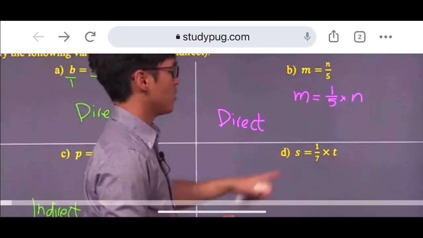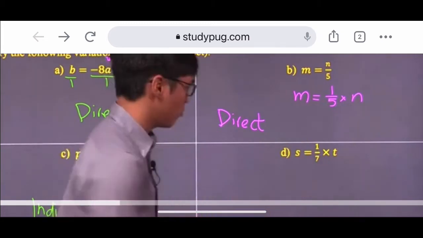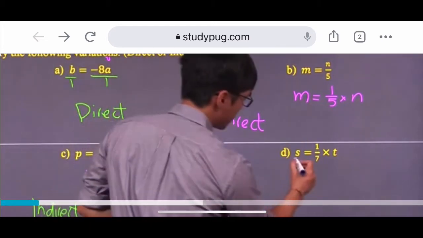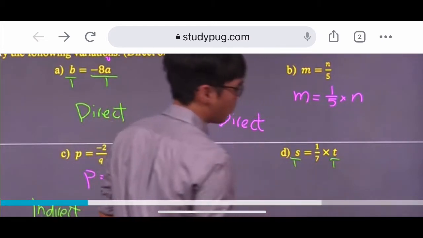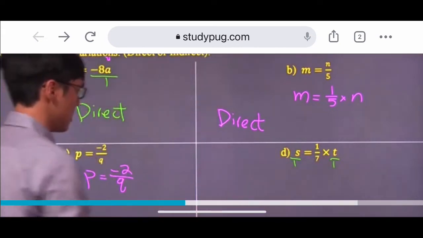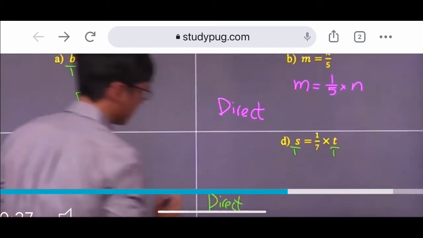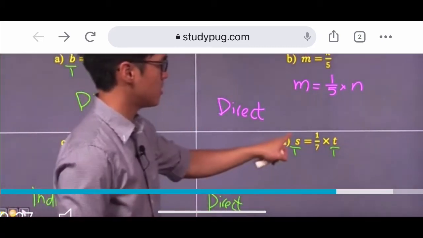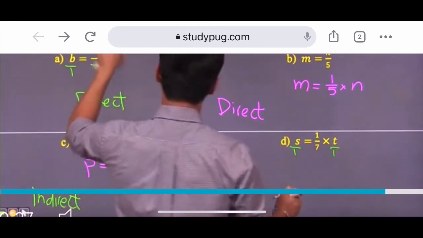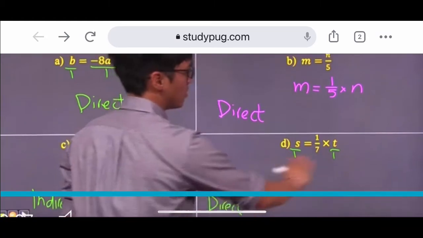Last one, part D. We have s equals 1 over 7 times t. Well, again, convert everything to fractions. It's s over 1 and t over 1. Both the variables are on the numerator, so this is a direct variation. This is our y, k is 1 over 7, and our x is our t. So this is a direct variation.